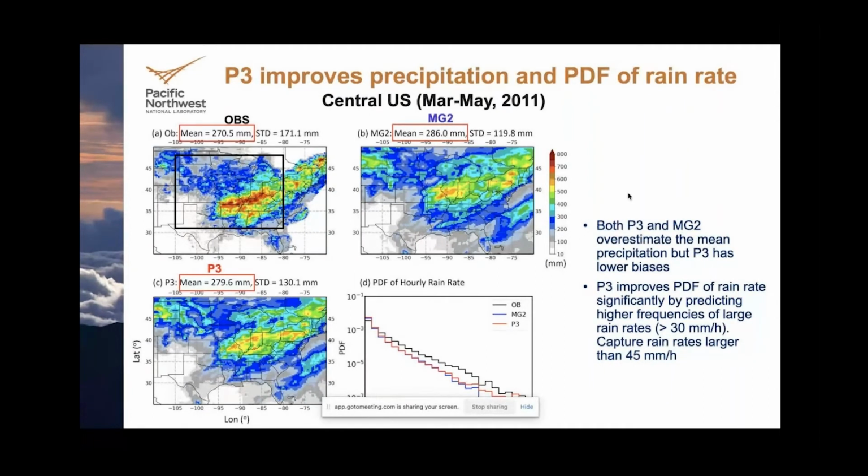P3 has a particularly larger frequency. This is in log scale, so the change is actually pretty significant. So higher frequencies of larger rain rates, larger than 30 millimeters per hour. Particularly, you can see we captured the rain rates even larger than 45 millimeters per hour, as observed.